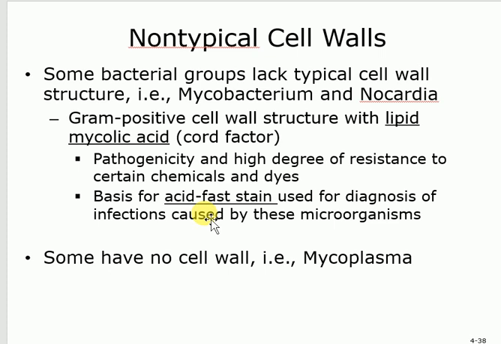Some exceptions to these rules: we have two exceptions. Number one, there are some bacteria that do not look exactly like we talked about. They have something else, something additional. Like some gram-positive cells, they have a wall that contains a lipid called mycolic acid, and you need to remember this. They call it the cord factor, and I will tell you why they call it the cord factor. And remember all of this.